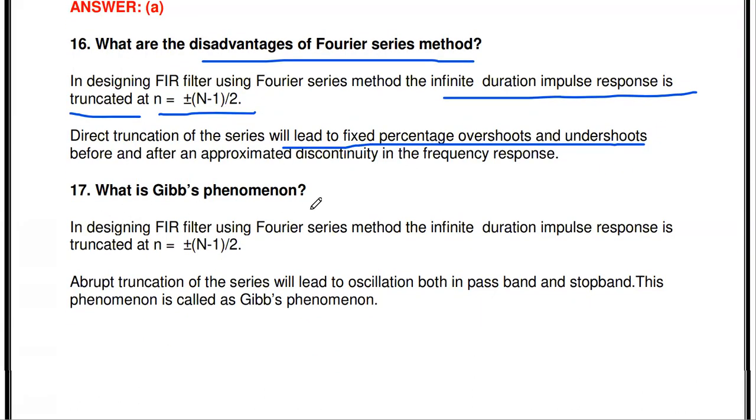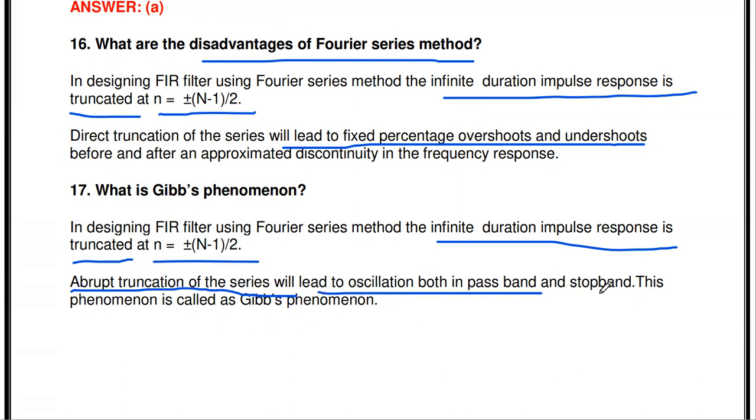Then the next one, what is Gibbs phenomenon? So this Gibbs oscillation occurs in the Fourier series method of designing FIR filter. Okay, so already we discussed, in designing FIR filter using Fourier series method, the infinite duration impulse response is truncated suddenly at n equal to plus or minus (N minus 1) by 2. So the abrupt truncation of this series will lead to oscillation in both pass band and stop band.